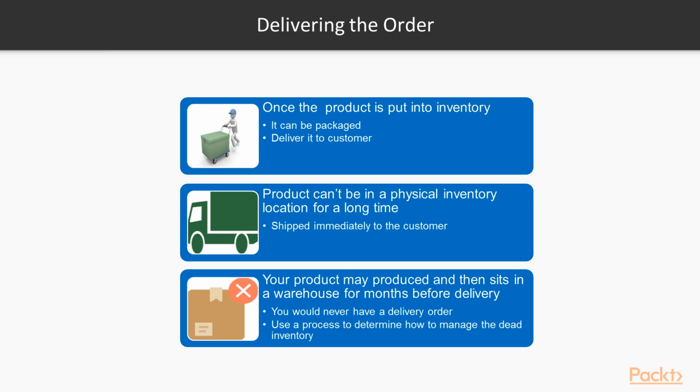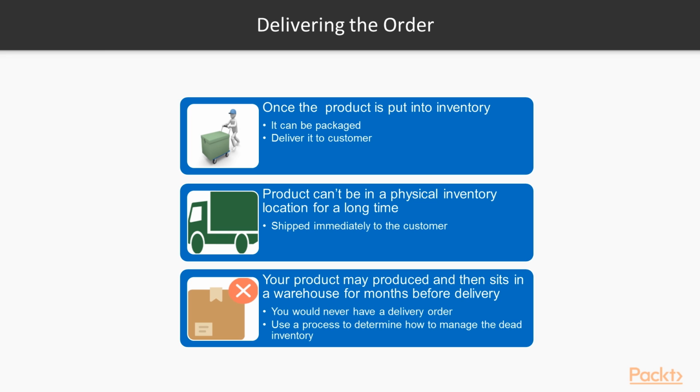Delivering the order. After a product has been produced and has been put into the inventory, it can be packaged and delivered to the customer. Depending on the specific manufacturing environment, a product may not even sit in a physical inventory location at all, and instead may be shipped almost immediately to the customer. Meanwhile, in another industry, you may have a product that is produced and then sits in a warehouse for months before delivery. Of course, it is always possible that something gets produced and gets left in dead stock. In this case, you would never have a delivery order and instead use a process to determine how to manage that dead inventory.